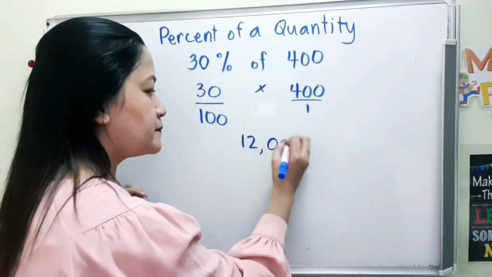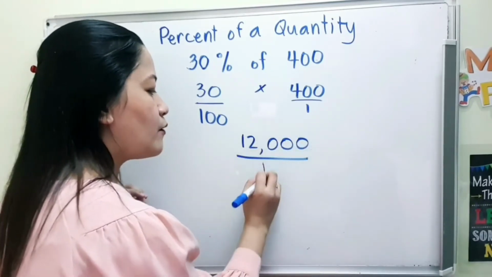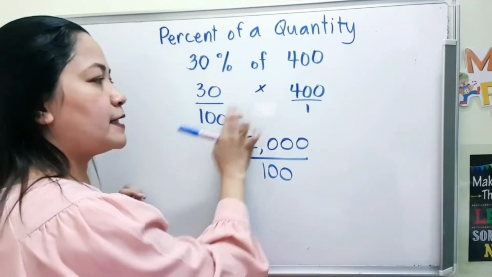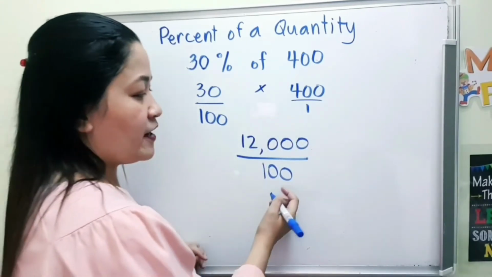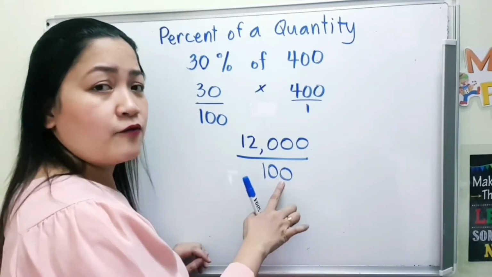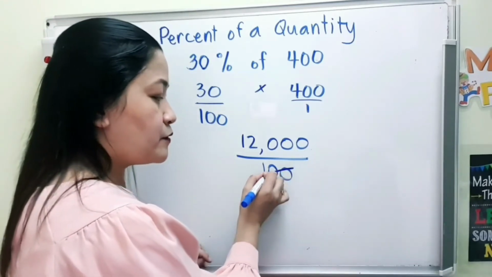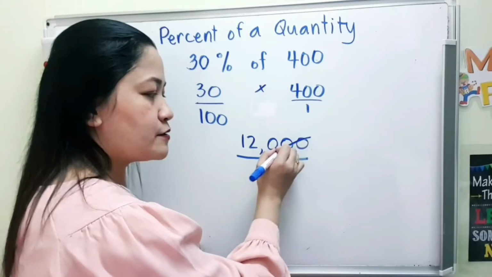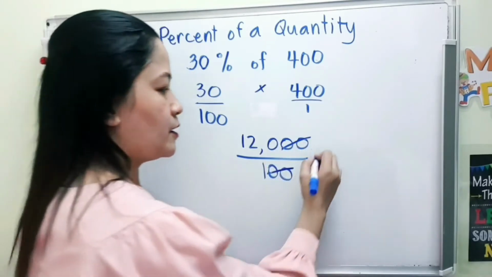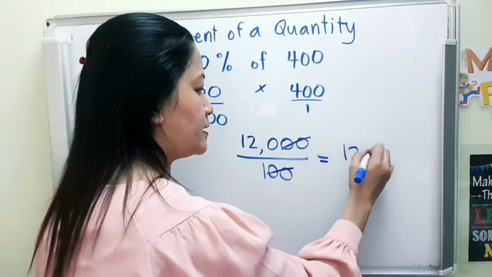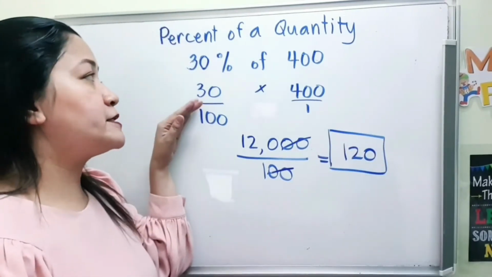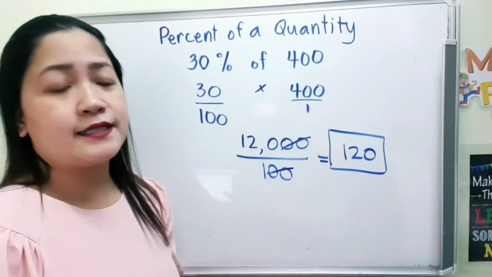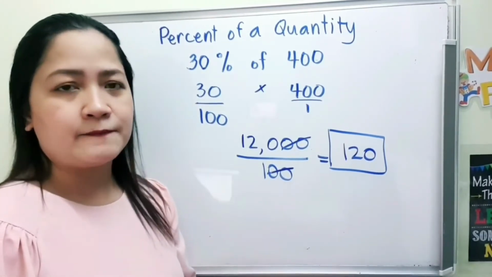12,000 over 100, because 100 times 1 is 100. And then simplify. We have 2 zeros in our denominator, so we can remove those 2 zeros and remove also 2 zeros in our numerator, making it 120. So that means 30% of 400 is 120.